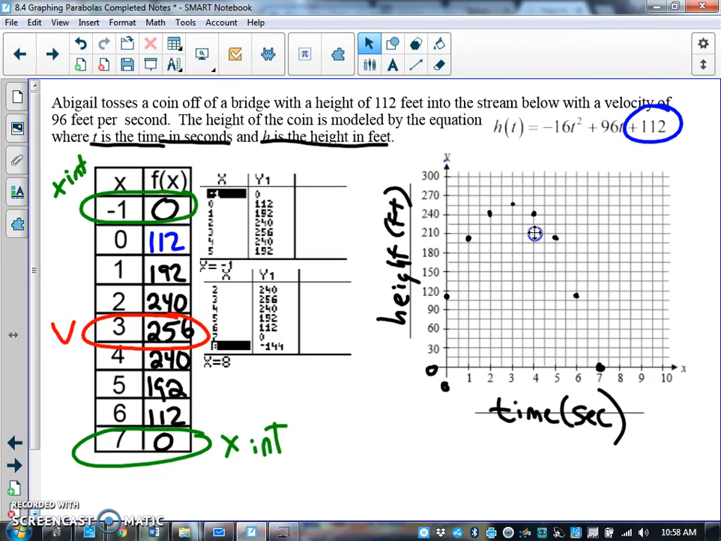And again, this is a trajectory that I'd expect the coin to go in terms of its height over time. It's going to go up a little bit, then it's going to come down. The same force of gravity is working on it to slow it on the way up and to accelerate it on the way down. So we've graphed this.